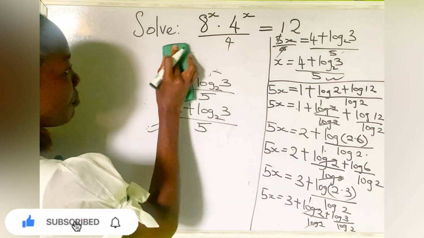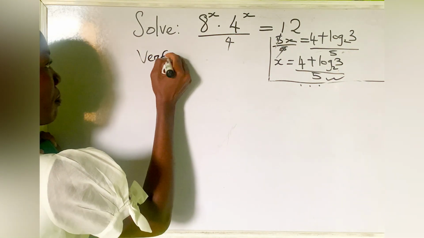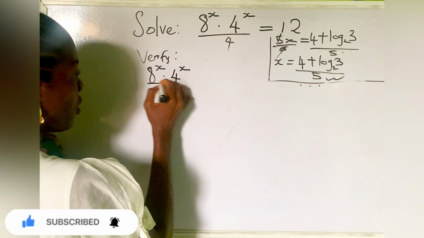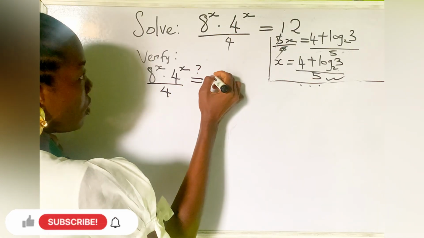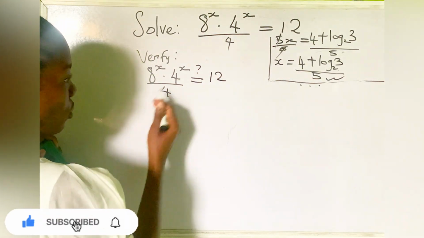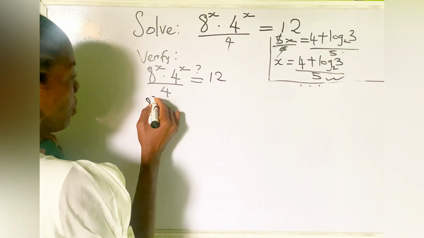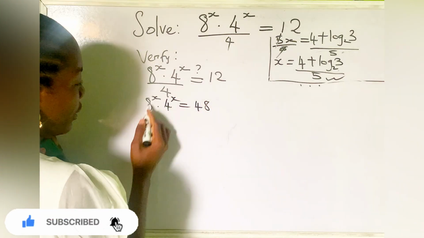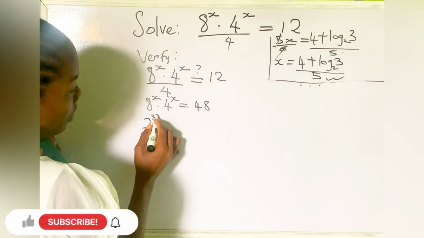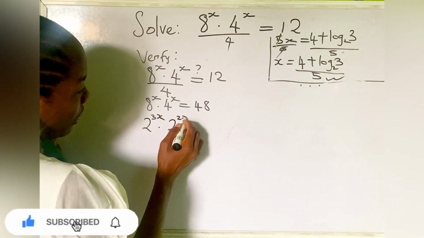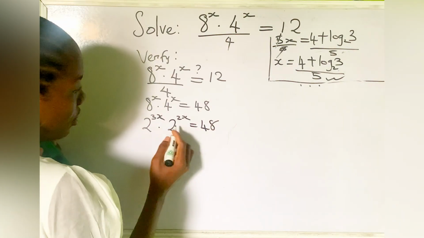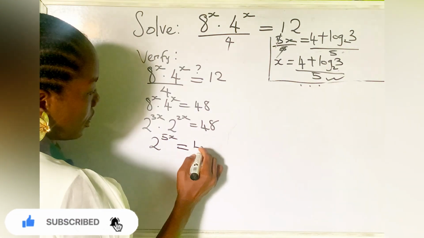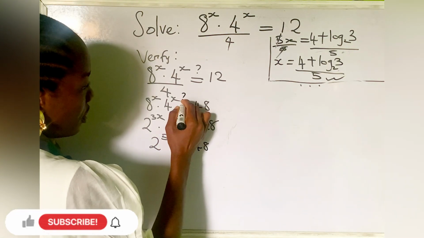Okay, so let's do a check. Let's verify. 2 to the power of x multiplied by 4 to the power of x over 4, is it equal to 12? Right? So multiply both sides, becomes 2 to the power of x multiplied by 4 to the power of x is equal to 48. Now this is 2 to the power of 3x multiplied by 2 to the power of 2x is equal to 48. When you add the powers, you have 2 to the power of 5x, 48. Now we are doing a check. Is it equal to 48?